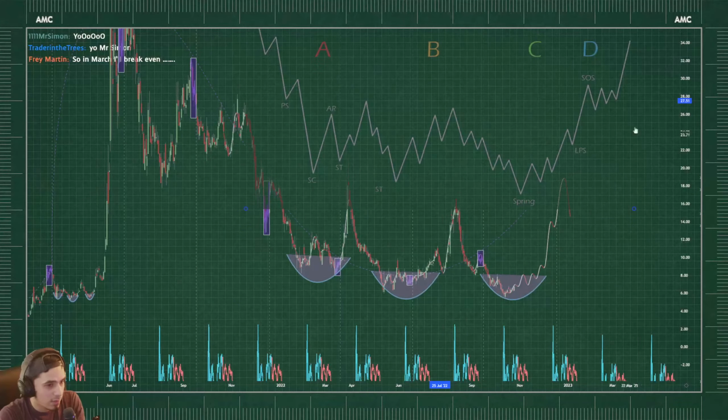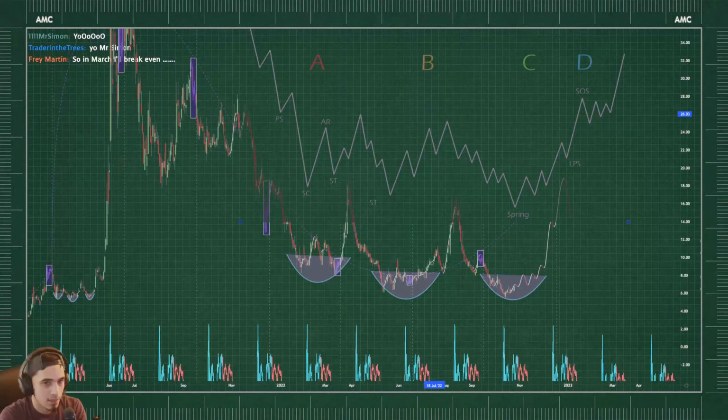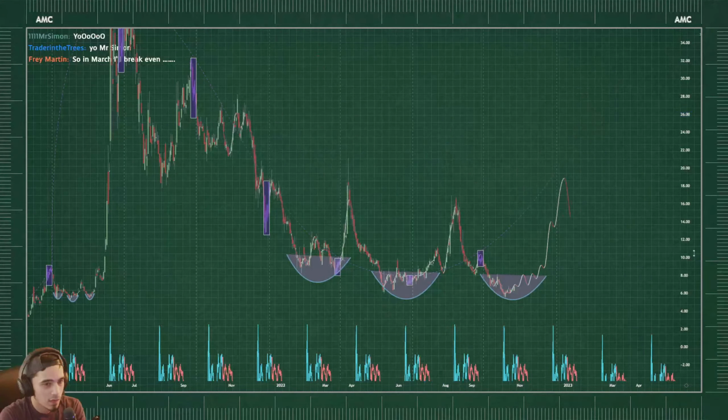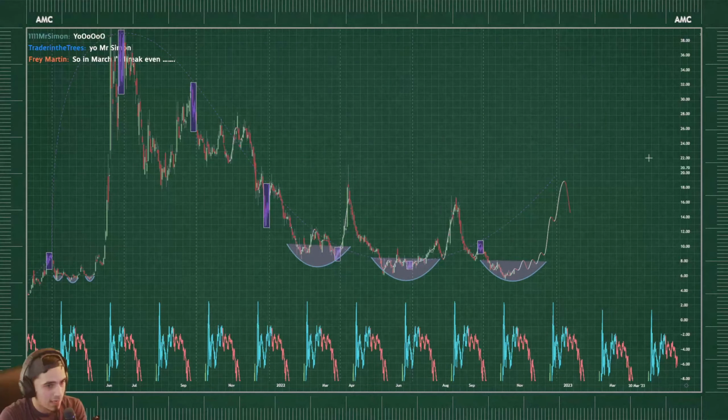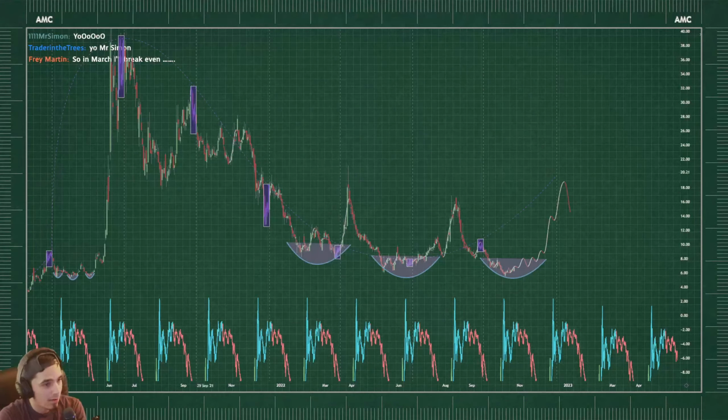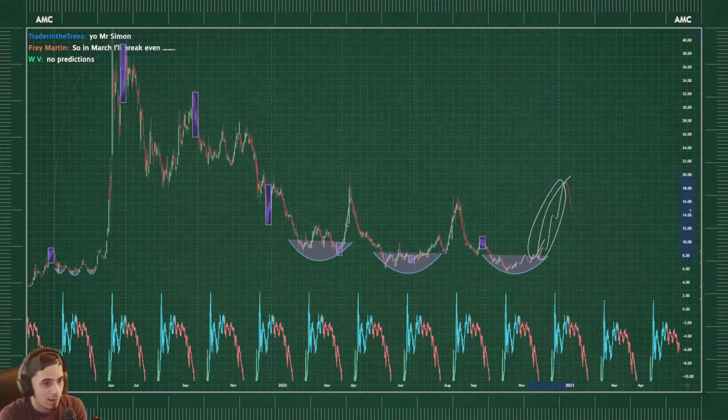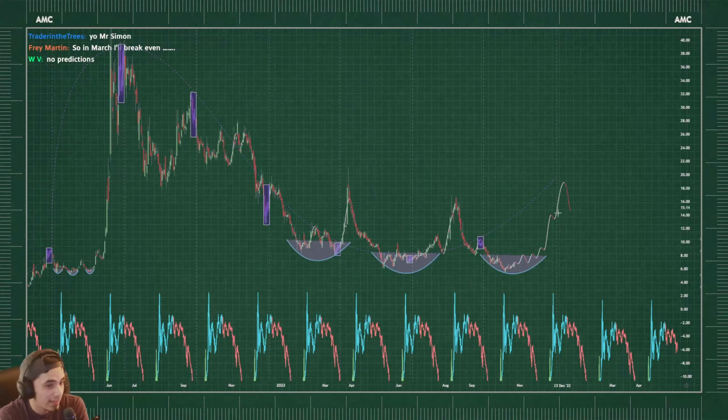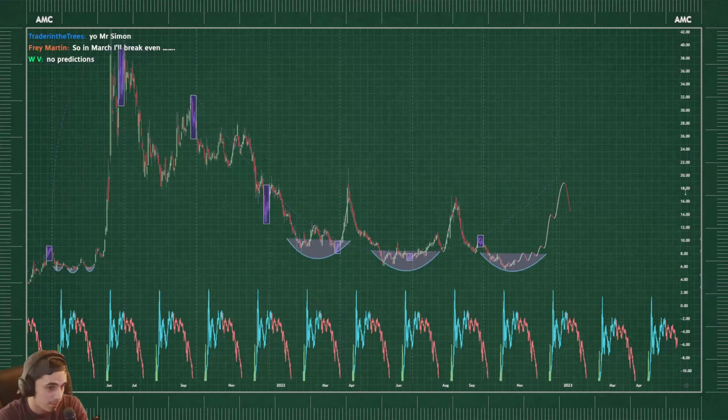And then we have the quad witching curve, right? We have the copycat indicator, which takes cycle parameters and spits out its projection here. It also does it on the weekly chart. The weekly chart shows the same thing. From a technical analysis perspective, we have a triple bottom setup.